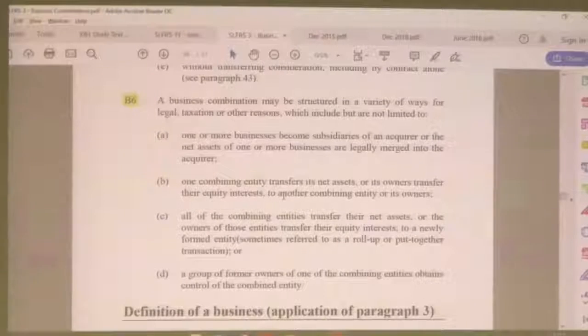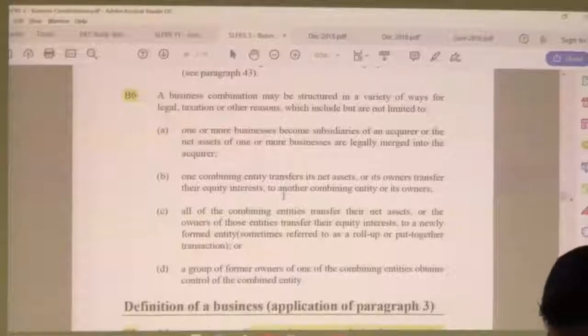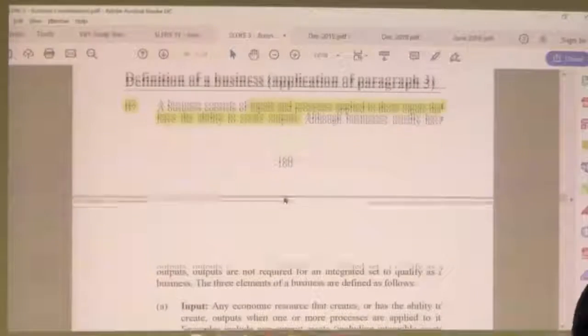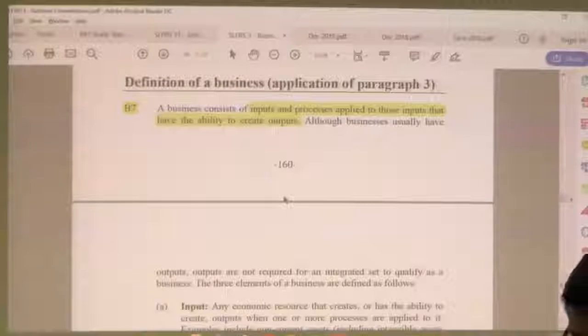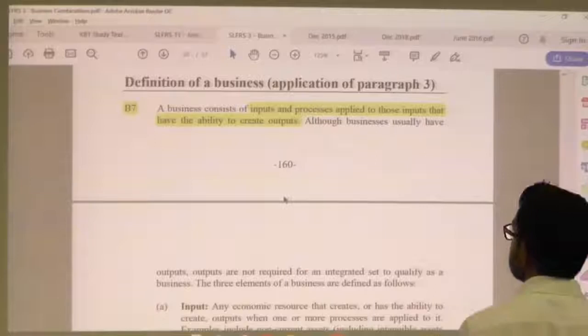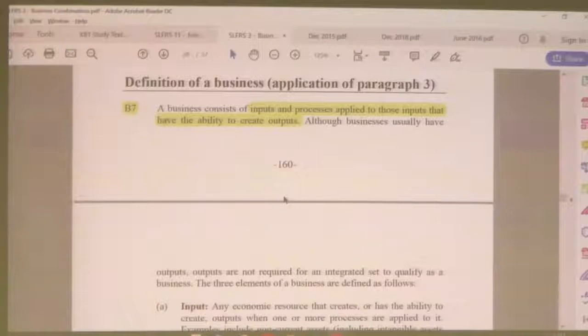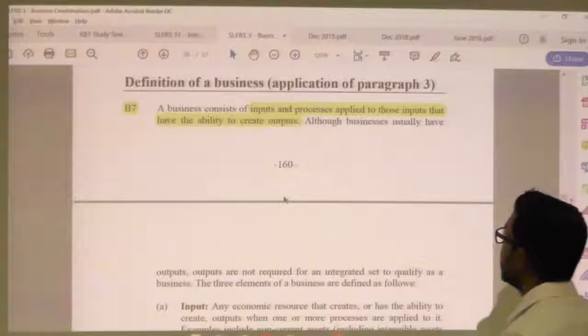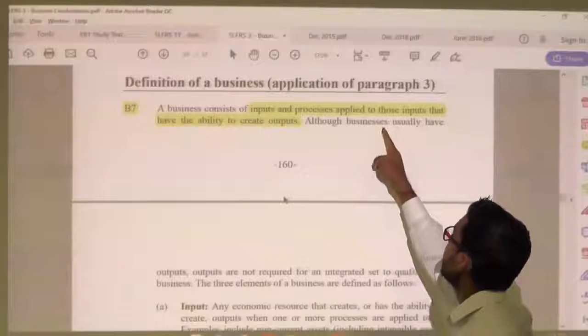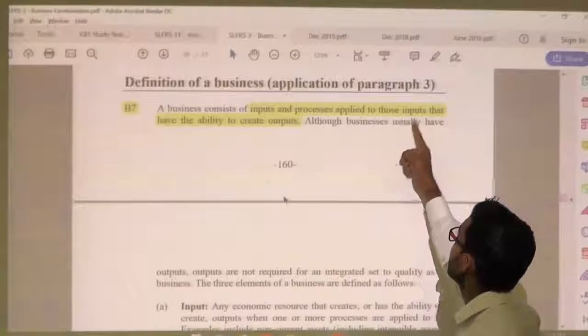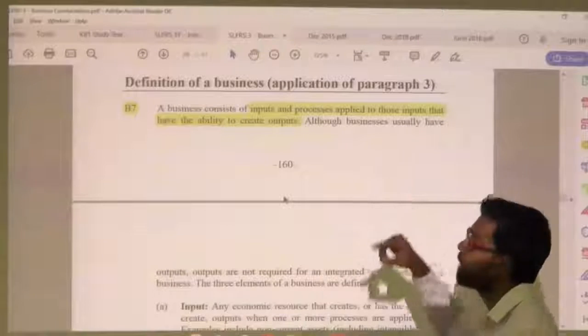I am not trying to read the entire paragraph for you. This is also very important when you define a business. This is the interesting paragraph for me. Definition of a business. මේක තමයි වැදගත්ම paragraph එක, right? A business consists of inputs and processes applied to those inputs that have the ability to create outputs. Very important. Underline the words input and process applied to those inputs that have the ability to create output.